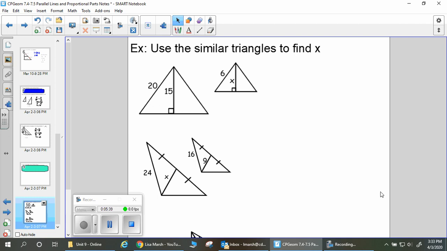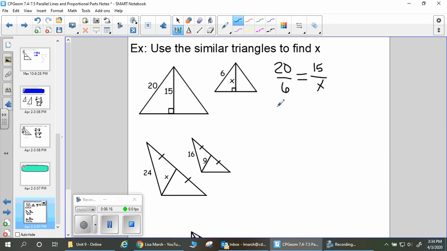the top one here, see how the X is inside? That's an altitude. Remember, it comes down, it makes a right angle. It's saying that that altitude has to be proportional, just like sides would be, which means I can set up a proportion using my fractions. So if I'm just comparing this first triangle to this second triangle, the 20 would match with the 6. And then on the inside, the 15 would match with X.